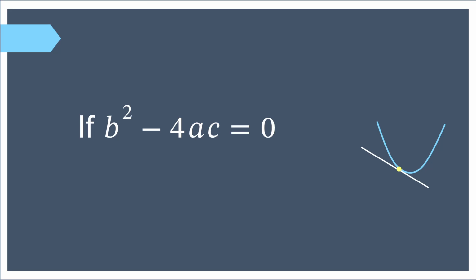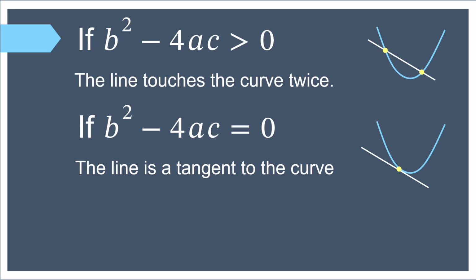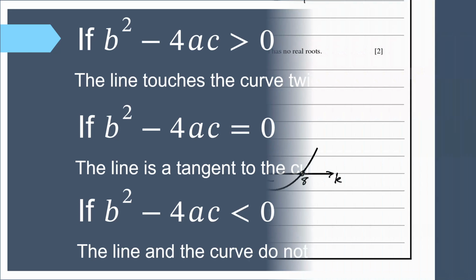Now it's important for you to know that the discriminant can be used to determine how a line intersects with a curve. So in the same way, if b squared minus 4ac is equal to 0, then the line will touch the curve once. So in other words, the line is a tangent to the curve. And if b squared minus 4ac is greater than 0, it means that the line touches the curve twice. But if b squared minus 4ac is less than 0, it means that the line and the curve do not meet at all. Let's look at this particular question here.